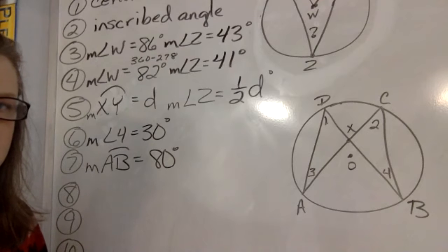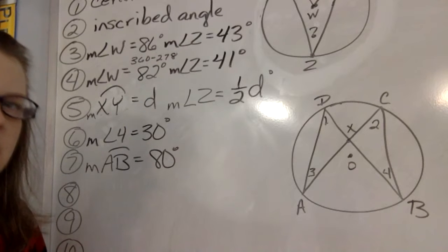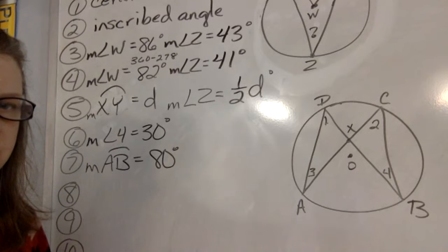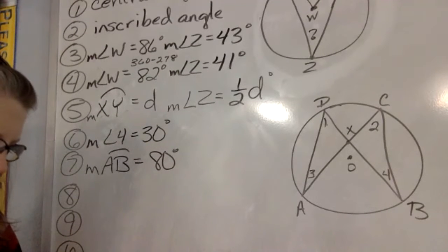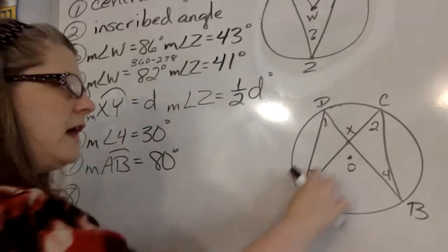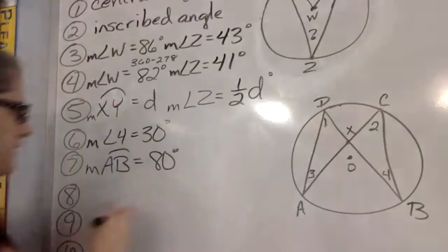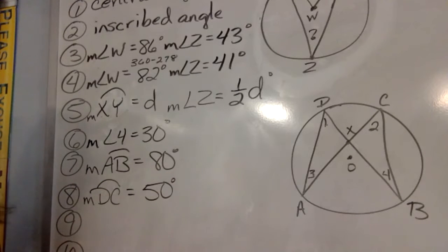So we got that. The inscribed angle is half the arc. I've got the angle, I multiply by 2 to get the arc. That's what we're doing. Number 8. If the measure of angle 3 is 25, so the angle is 25, to find arc DC, I multiply it by 2 and get 50 degrees.